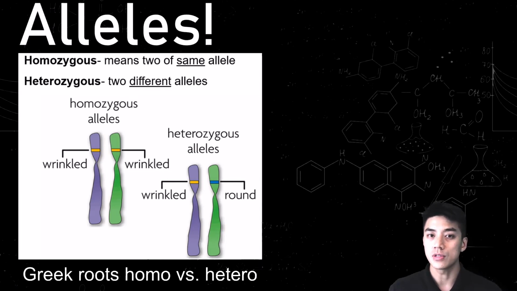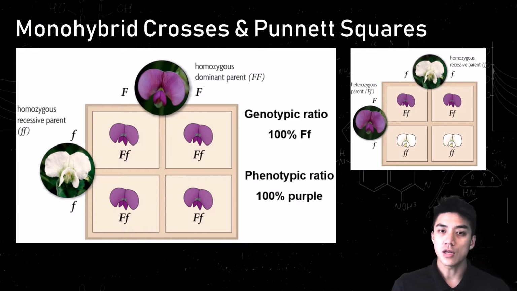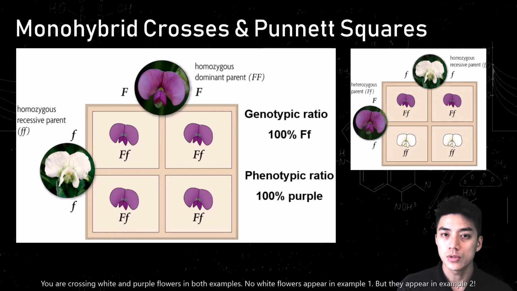Now that you know the basics of genetics, we can actually look at monohybrid crosses and use something called Punnett squares to draw and predict the ratio of traits that will appear in the offspring. So if you look at the image to your left, notice how you're crossing a purple flower with a white flower, but 100% of the offspring are purple. Now if you look at the image to your right, you're also crossing a purple flower with a white flower, but now you're looking at half of the offspring being white.